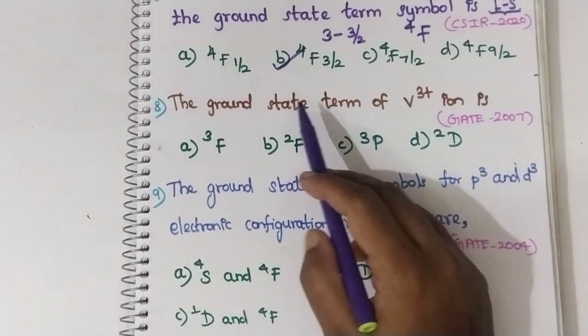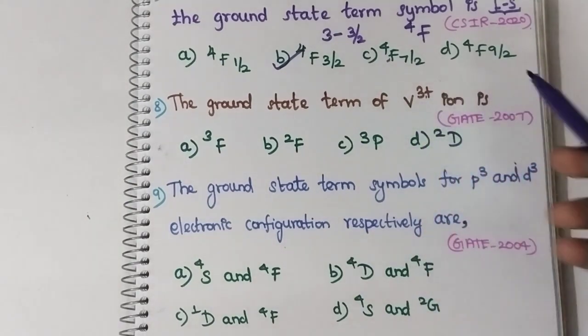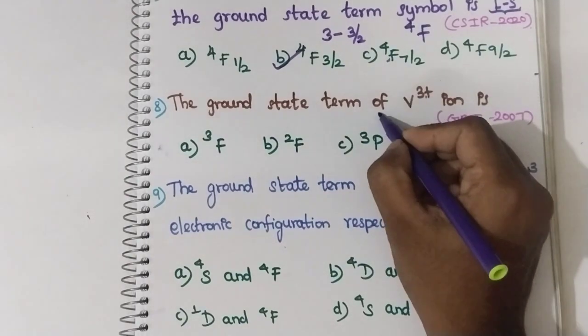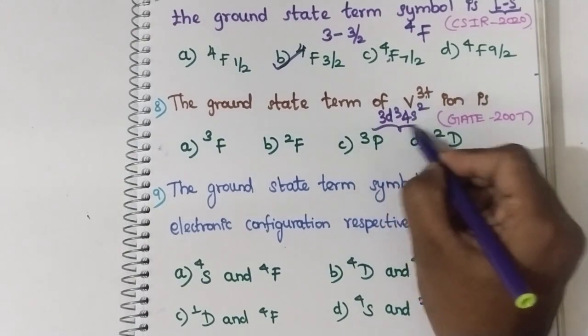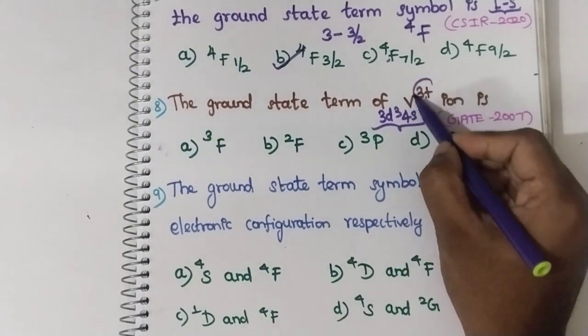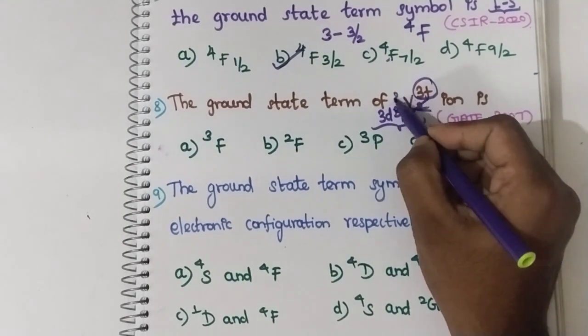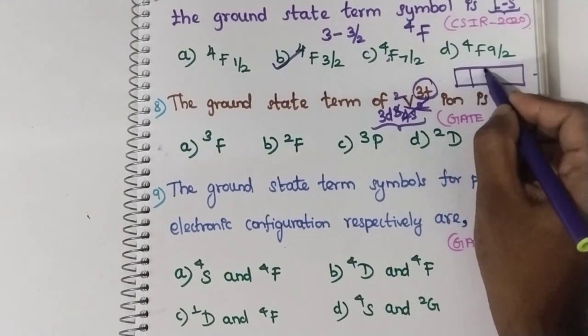Now again the ground state term of V3 plus. Okay, they have asked only term, not term symbol. V3 plus. The electronic configuration of vanadium is 3D3 4s2, right? Scandium, titanium, vanadium. 3D3 4s2. So 3 plus means 3 electrons get removed. So here also 2 electrons remain. So D2, right? D2.